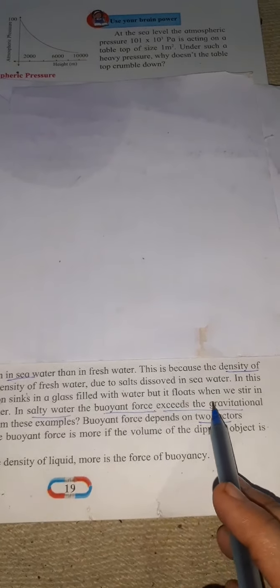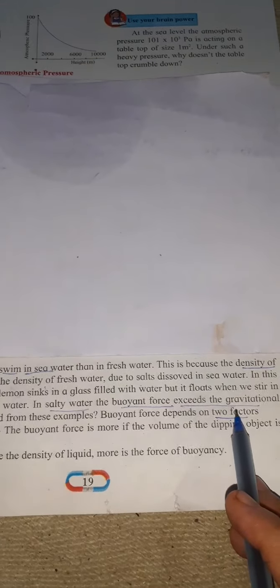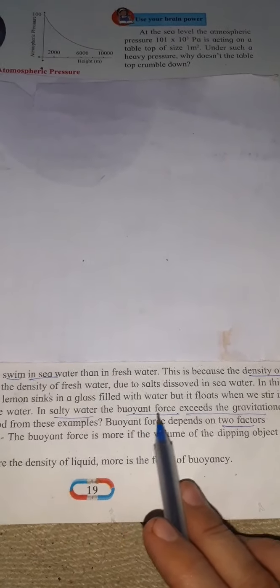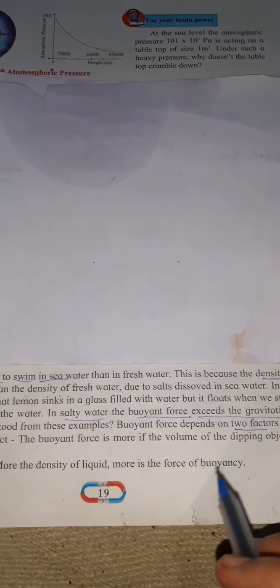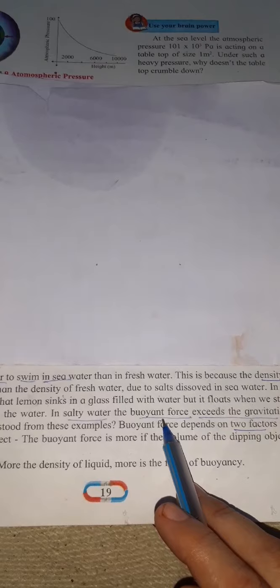Now, what happens because of this high density in salty water? The buoyant force will exceed the gravitational force. That means the buoyant force will be stronger than the gravitational force. The buoyant force acts in the upward direction. It keeps pushing the things floating in the salt water upward, and gravitational force tries to pull things down. But because of the higher density of salty water, the buoyant force is more, and it becomes easier for people to swim.